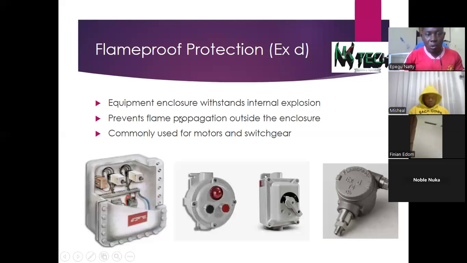So equipment enclosure withstands internal explosion. So if you look at this junction box here now, what this means is that if there's a spark inside the junction box, the casing is protecting it from coming to the surface. So it will not cause any explosion if there's a spark inside. So you don't just pick any box and take it to a region where if there's a spark, it will ignite. You take something that is protected. So which is why this is flame proof protection.